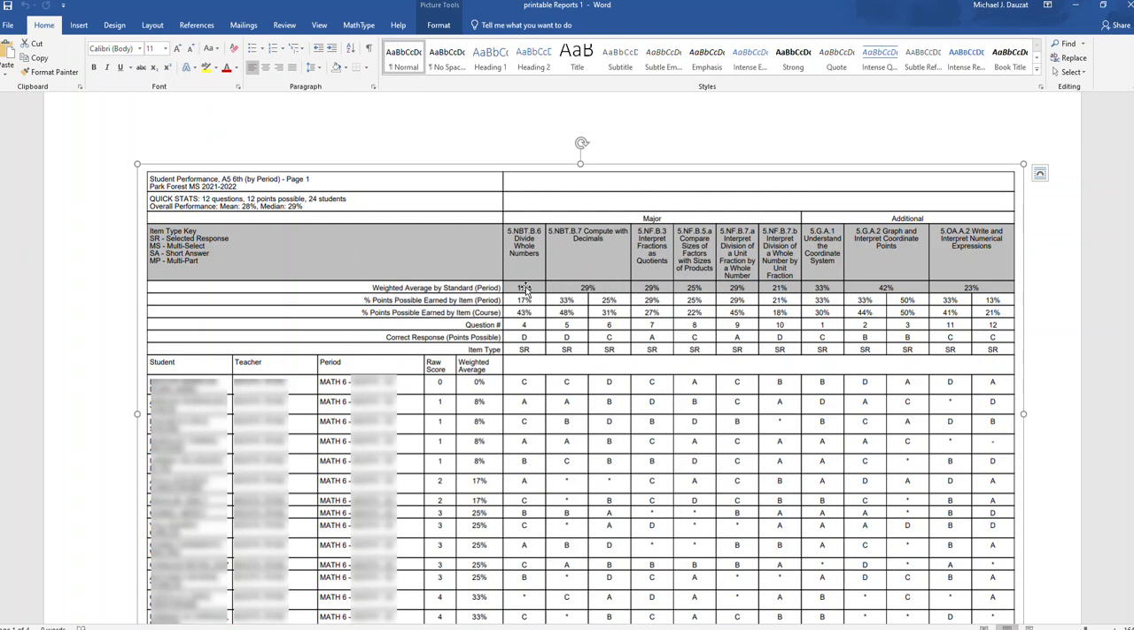Notice the first row underneath that, it says weighted average by standard. So that means they see that one question here, that was 5 NBT B6. So that question was worth 17% of that test. And then those 2 questions here is 29%.